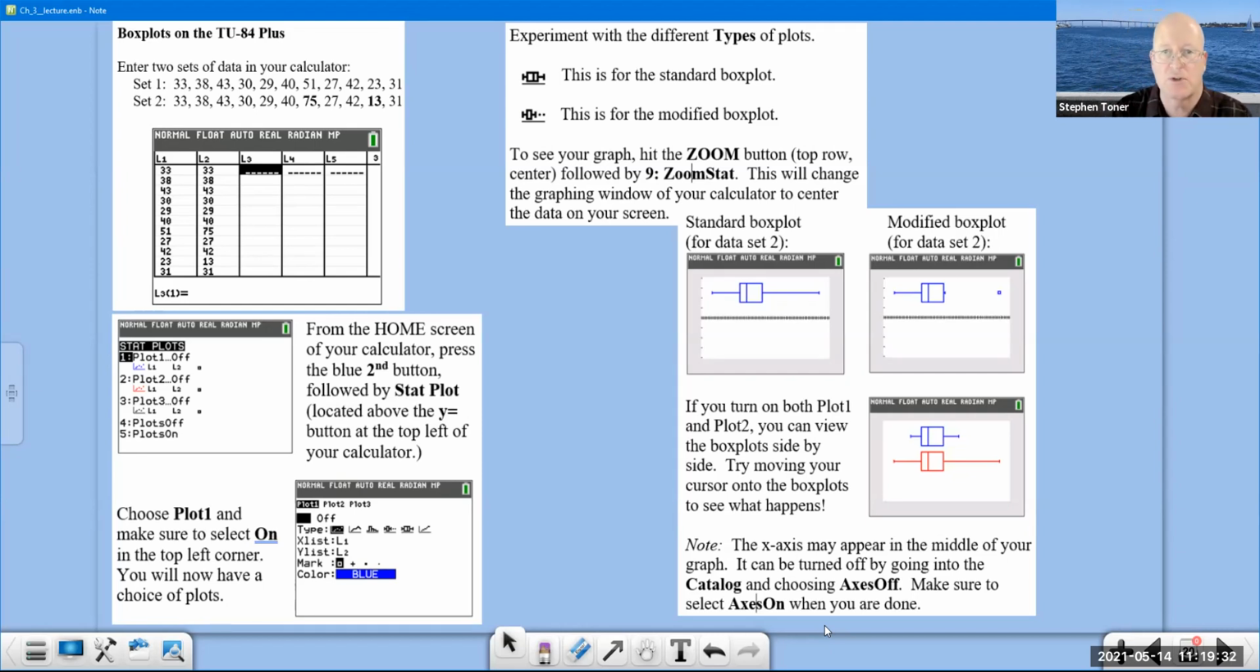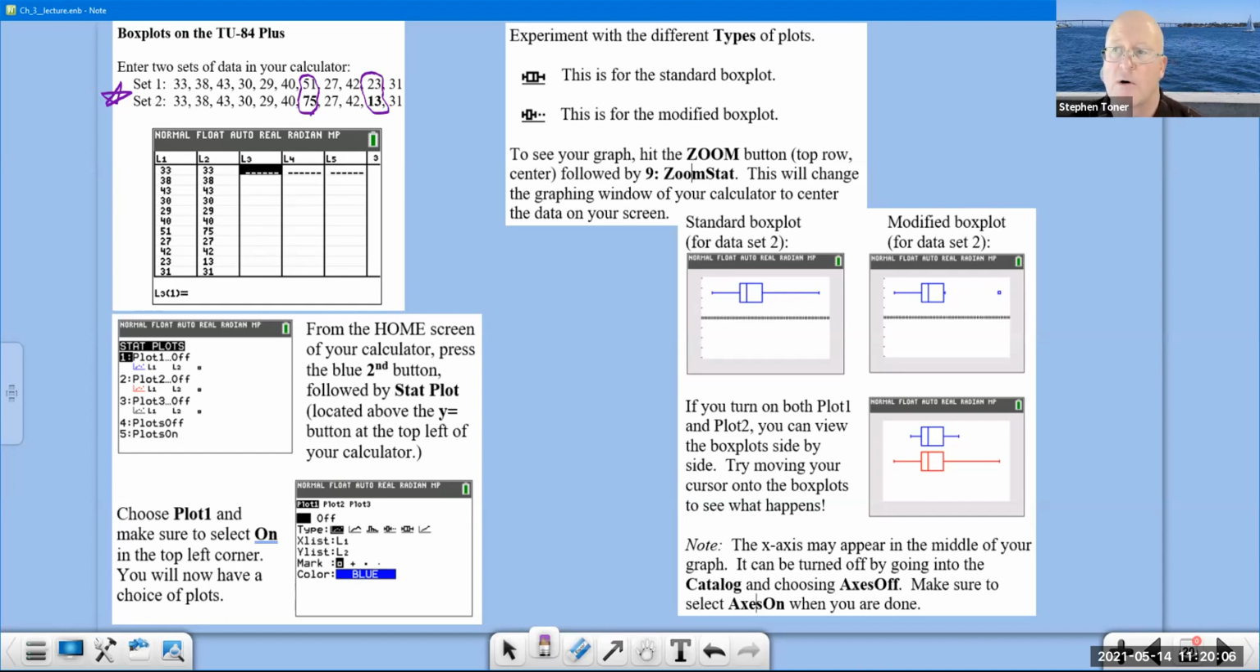Now I've got the descriptions right here for you, but I have these two data sets already typed into the calculator. And if you guys could pause your video and do this along with me, the two data sets that we're dealing with are right up here. And the only difference between the two data sets is I replaced the 51 in the first data set with a 75. And the 23 in the first data set with a 13. So those are the only differences between the two.